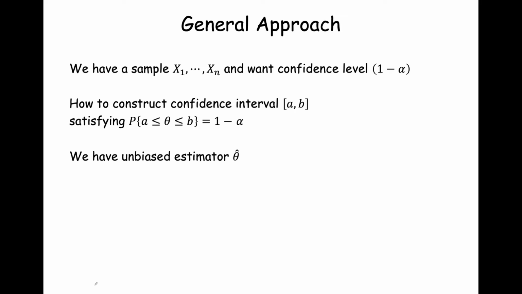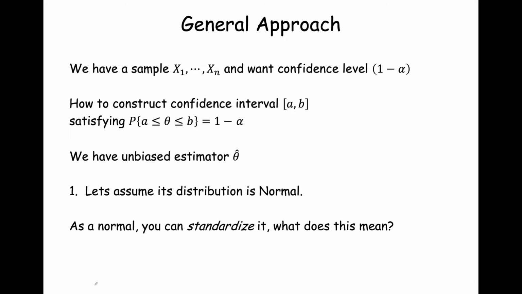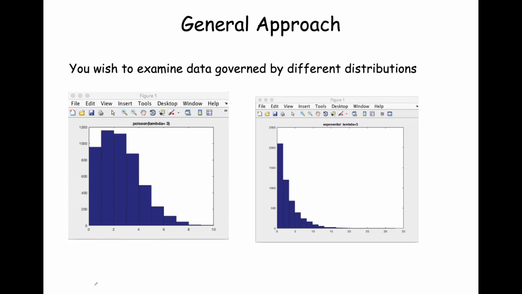And so you have an unbiased estimator, theta hat, and this unbiased estimator is going to stand in place of this unknown ground truth parameter theta. Let's assume that this estimator theta hat has a normal distribution. That's really, really important to this construction. As a normal distribution, you can certainly standardize it. And what does it mean to standardize a normal distribution?